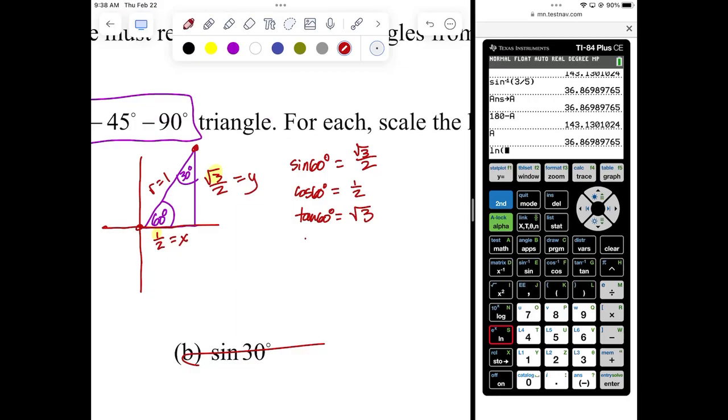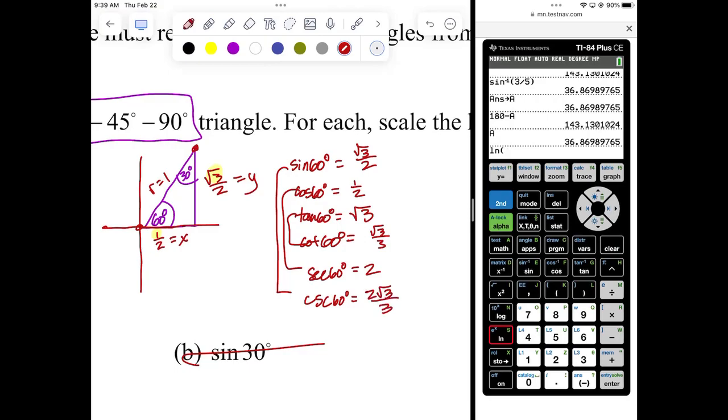Let's round it out here real quickly. What's cotangent of 60 degrees? It's the reciprocal of the square root of 3, which is 1 over the square root of 3, or when we rationalize, square root of 3 over 3. Okay? What would be the secant of 60 degrees? Well, it's the reciprocal of a half, which is 2. And what would the cosecant of 60 degrees be? Well, it's the reciprocal of square root of 3 over 2, which when we flip it and rationalize it, is 2 square root of 3 over 3.